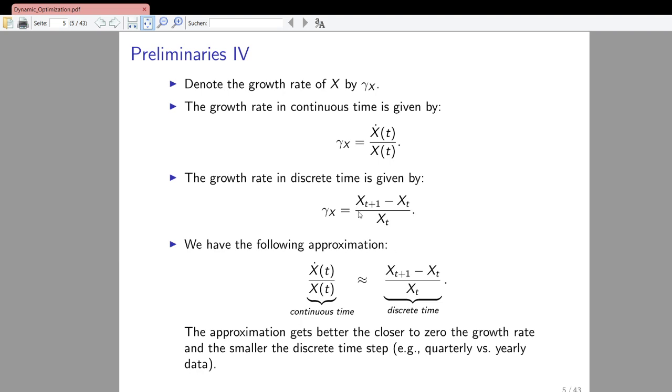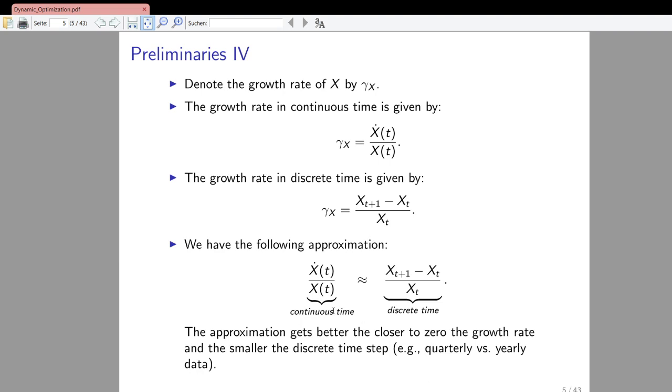And in discrete time, we know the formula for the growth rate very well. We have the change in the variable between two time periods divided by the level of the variable at the beginning period x_t. And now you see here that these two definitions are analogous to each other. So we have in the numerator the change of the variable, here in continuous time and here in discrete time, and we divide by the level of the variable in the denominator to get the growth rate. So we have the growth rate in continuous time and the definition of the growth rate in discrete time.